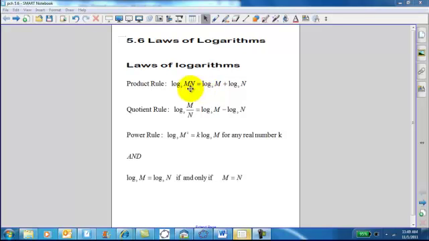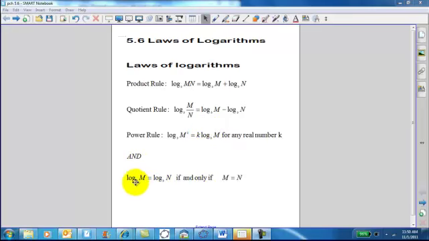We got the product rule. The log of a product is the sum of logarithms. Quotient rule. The log of a quotient is the difference in logarithms. Power rule, otherwise known as the bump the log rule. The log of an exponential brings the power of the exponential down in front as a multiplier.